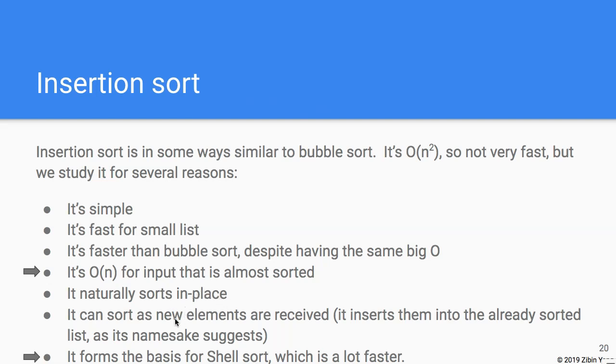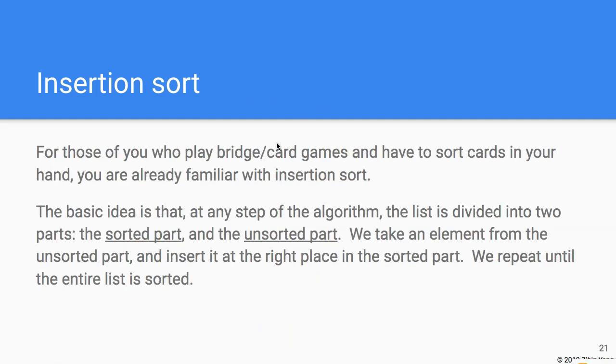And then it's one of those sorts that's quite interesting in that it can sort new elements as they come in, over say some sort of input stream or over the network. Because, as the name suggests, it's inserting them right into an already sorted list. And then finally, it's important to understand it because it forms the basis for what's called a shell sort, which is a lot faster.